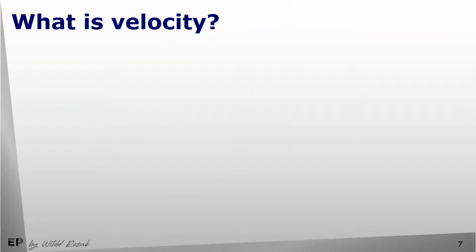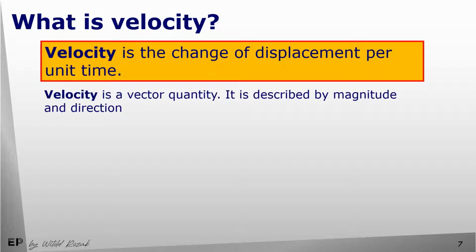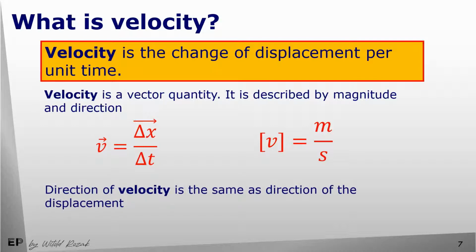The next important quantity in this topic is velocity. Velocity is defined as the ratio of displacement and time, and it is a vector quantity. Notice the arrows above some symbols in this formula. These arrows show us which quantities are vectors. The direction of velocity is always the same as the direction of change of displacement.